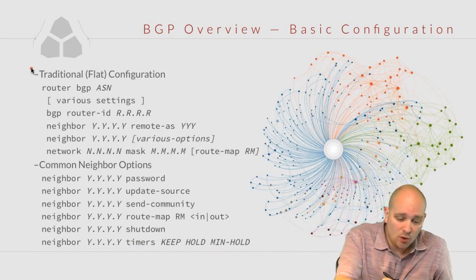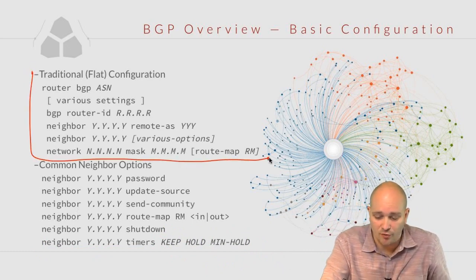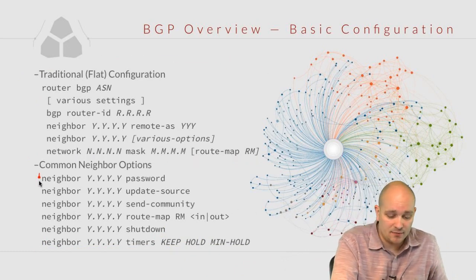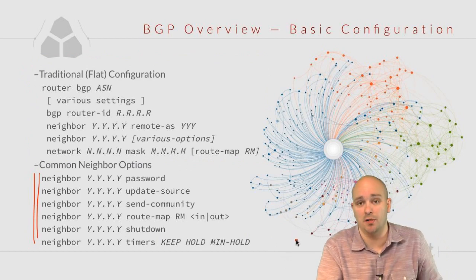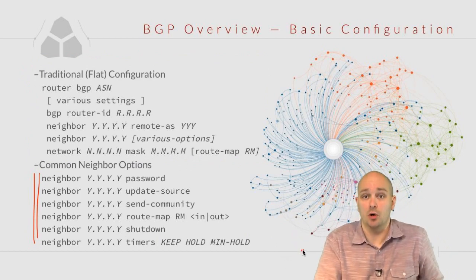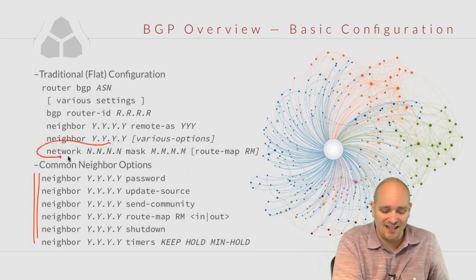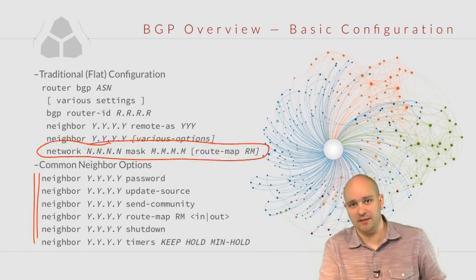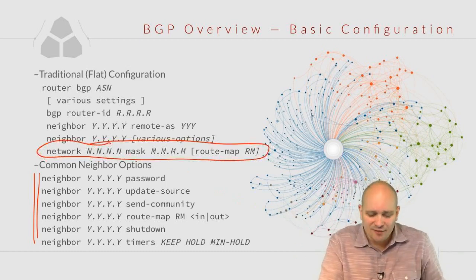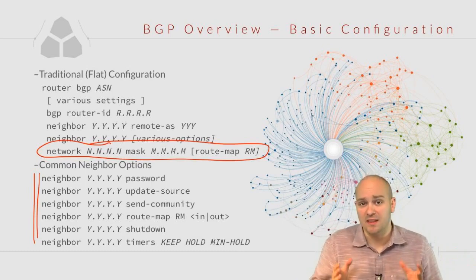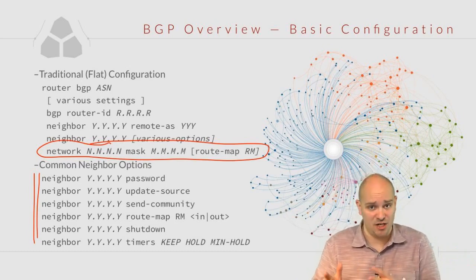So this is the traditional configuration, or the flat configuration. And you can see that most of the settings in BGP are configured on a per neighbor basis. One of the common things that you want to do in BGP is to actually advertise certain networks. And in BGP, the network statement is used for that.